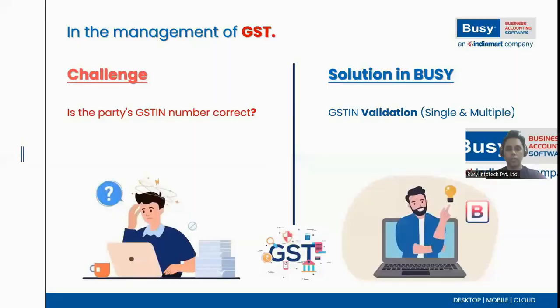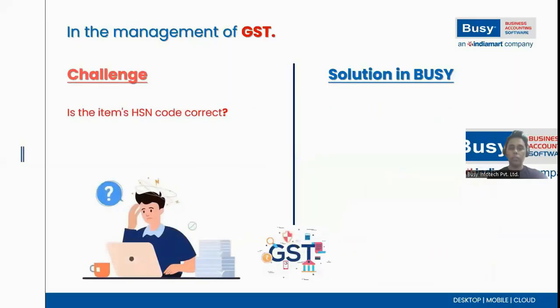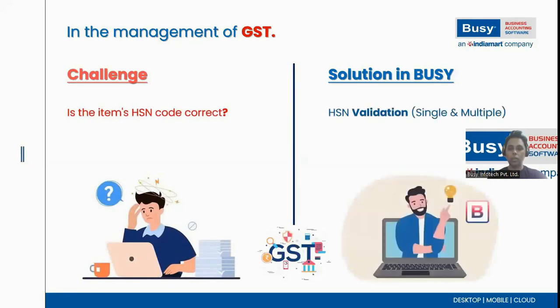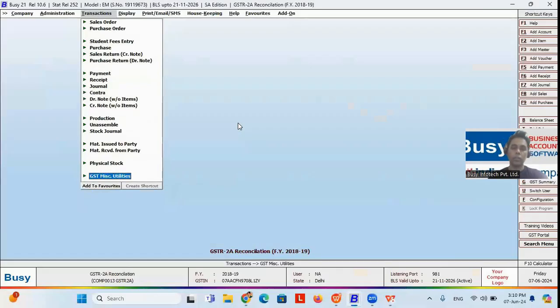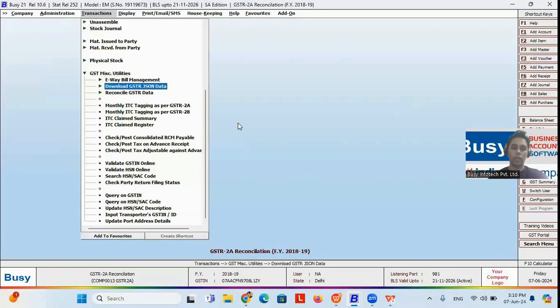Coming to the next challenge: is the item's HSN code correct, valid, or invalid? For that, Busy also gives a solution to validate your HSN code. We have an option in Busy called HSN validations. You can validate HSN codes singly as well as multiple at a time. Let me show you the option on the Busy screen. It's available under Transaction, GST Miscellaneous Utilities, and then Validate HSN Online.